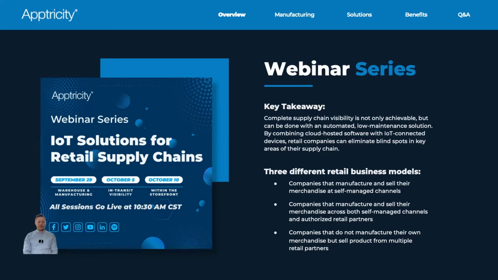The third model would be a company that does not do any of their own manufacturing, but they sell merchandise from multiple retail partners. So to stay in the sporting goods model, a place like Dick's Sporting Goods, or here in Texas we have Academy, right? So these companies, they have retail partners, and they're basically selling different brands at their store. So those are the three models that we're going to be focusing on.